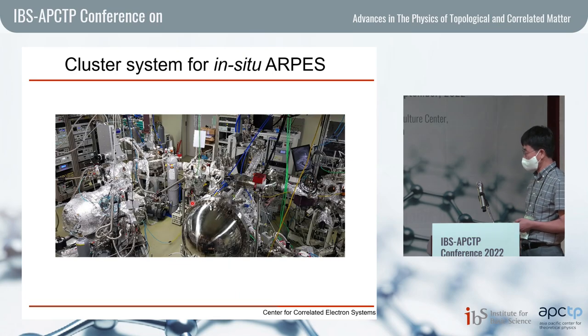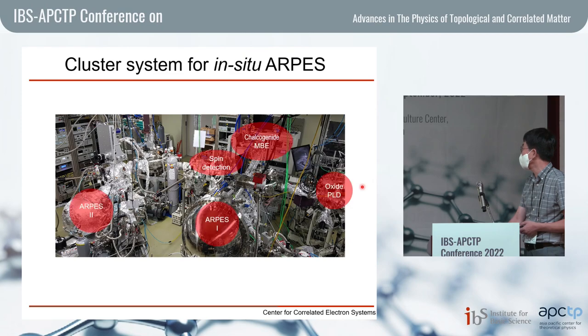The real system looks like this. Here is an ARPES system with a spin detector. Here is a normal ARPES. MBE is on this side, and PLD is hiding here. Yeah, this is MBE, spin detector, ARPES 1 and ARPES 2. And samples are transferred to ARPES systems once they are grown in the growth chambers.